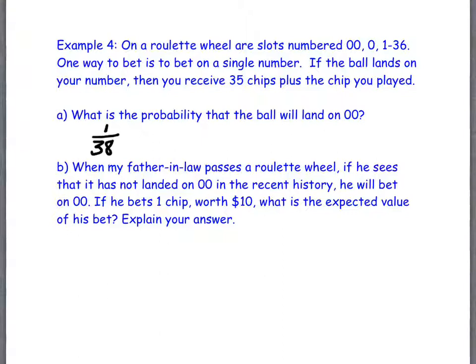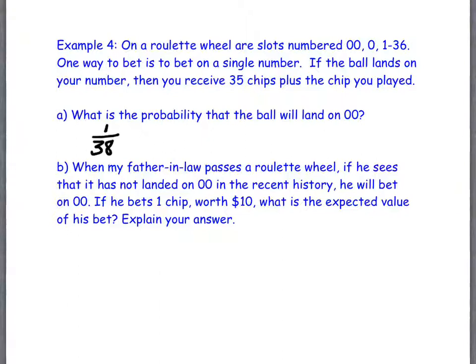My father-in-law, no joke, will look at the listing of the history of the outcomes, and if he doesn't see that it has landed on 00 in a while, like the entire board, he'll throw money down on 00. Is it any more likely to land on 00 because of that, guys? So, we're going to see what happens, the expected value of his bet.